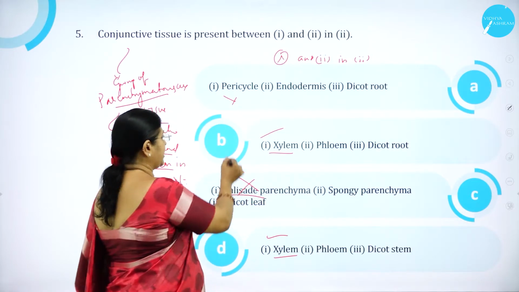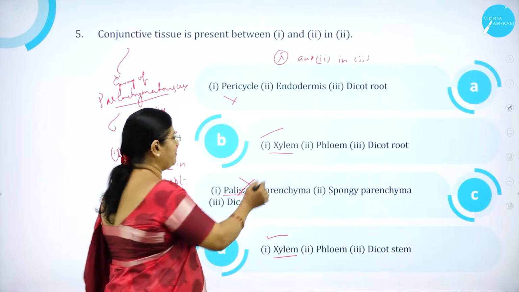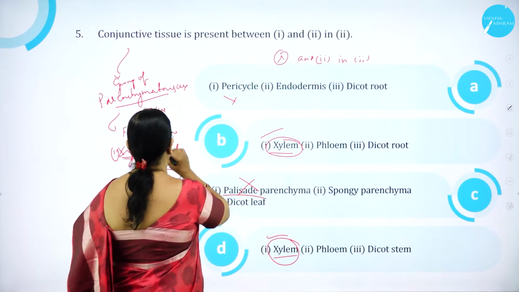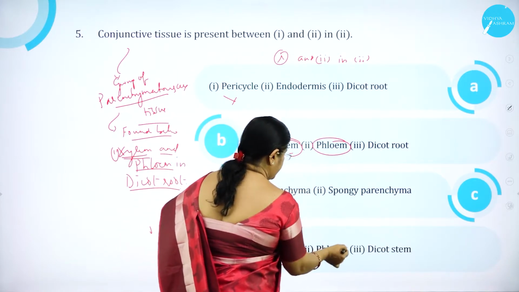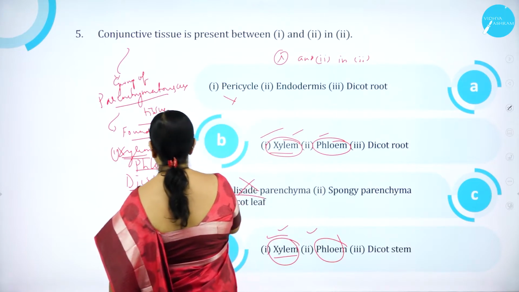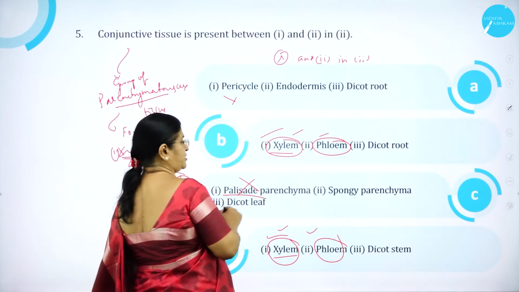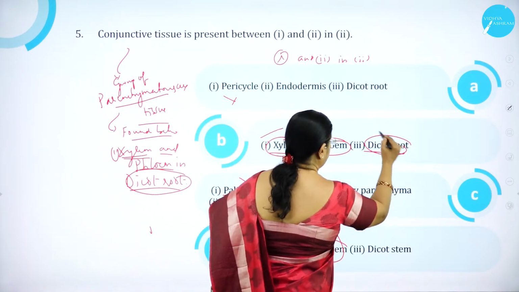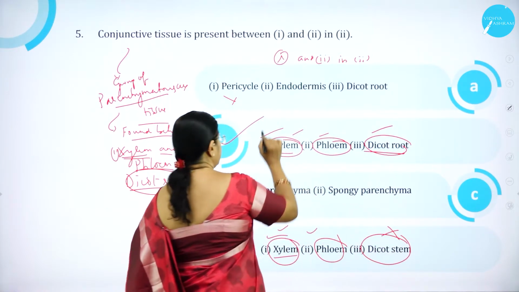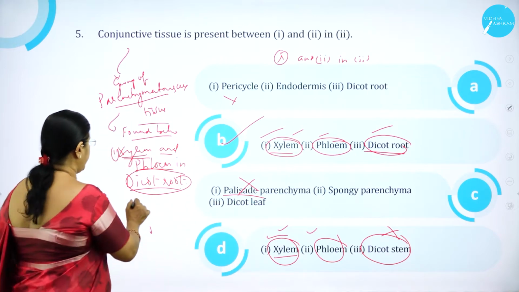Now you need to check in option B and D. Why? Because the first one is correct. Xylem. Second one is phloem. This is also correct. This is also correct. Go for the third one. So it is between dicot root. Here it is dicot root. Correct. Here it is dicot stem. Wrong. So option B is correct.